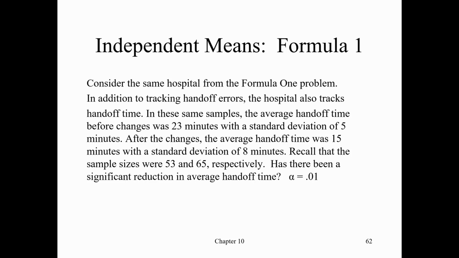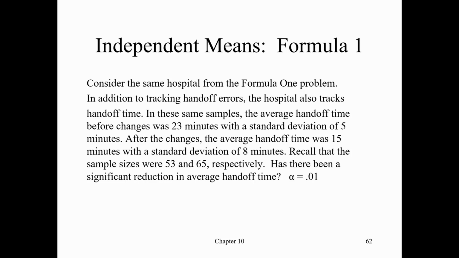In these same samples, the average handoff time before changes was 23 minutes, standard deviation of 5. After the changes, average of 15 minutes, standard deviation of 8 minutes. So another indication that this is a mean problem rather than a proportion problem, because I've got the word average there, and the standard deviation. You typically wouldn't have a standard deviation in a proportion problem. I've also got the before and after terminology, so that tells me this is a 2-sample hypothesis test problem or chapter 10 problem. Recall that the sample sizes were 53 and 65.